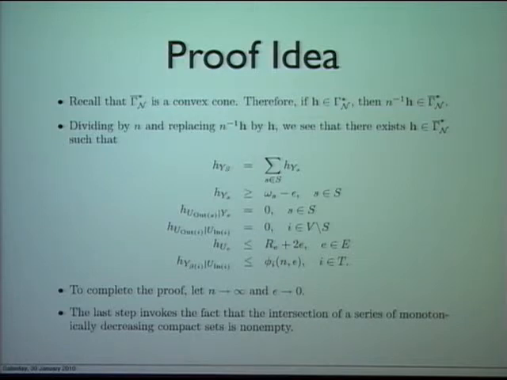Now, to complete the proof, it seems that you only need to let n go to infinity and epsilon go to 0. In fact, I missed a very important point until I wrote up my second textbook. When I wrote this up, I realized that the last step actually invokes the fact that you are taking the intersection of a series of monotonically decreasing compact sets. You have a series of sets that you want to take the intersection of, and each one is smaller than the previous one. If the sets are not compact, then after taking the intersection of this countably infinite collection, it may be empty.